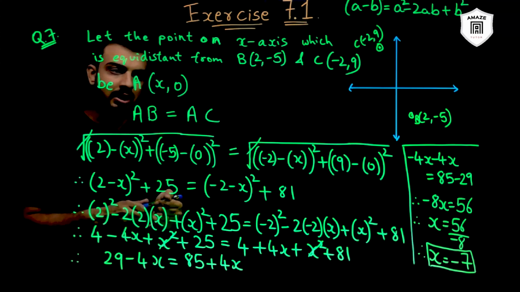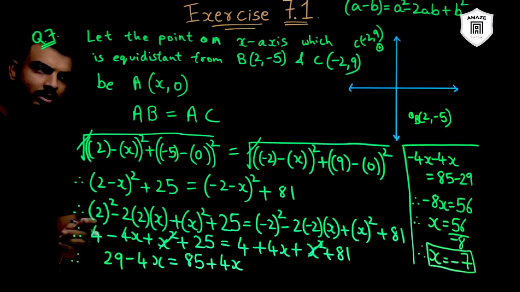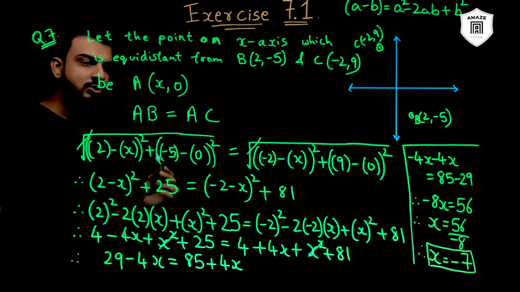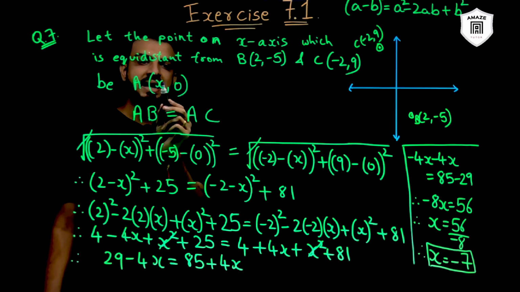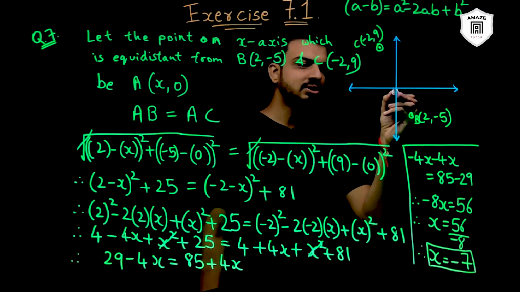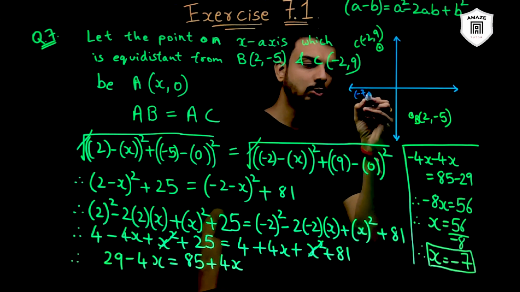C. Okay, so your answer is, you can write down the statement as, I'm not writing it here, you can write down the statement as, therefore the point on the x-axis which will be equidistant from 2 comma minus 5 and minus 2 comma 9 is minus 7 comma 0. I will just show it here. Minus 7 comma 0 will be on the left side, right? So here basically minus 7 comma 0 you will have a point.